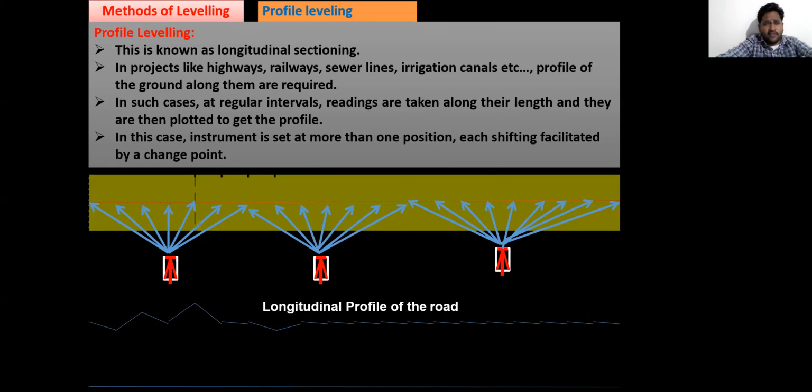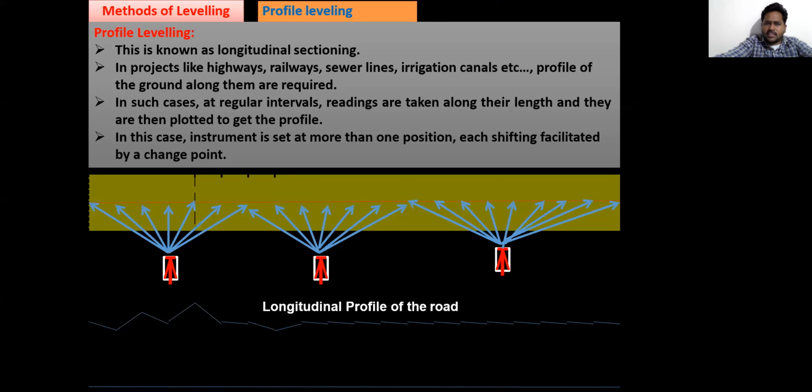Now, methods of leveling. Next one is profile leveling. What is this profile leveling? In this profile leveling, this is known as longitudinal sectioning. See, what happens when you are taking the observations, there will be a longitudinal section and cross section. The elevations have been taken in a longitudinal manner.